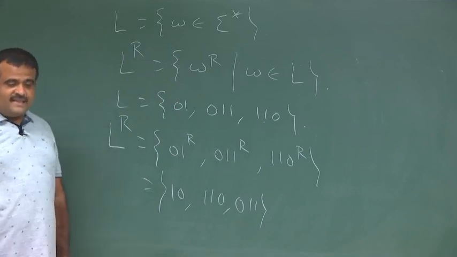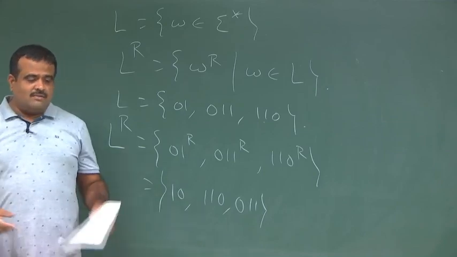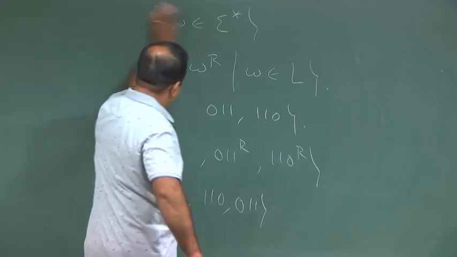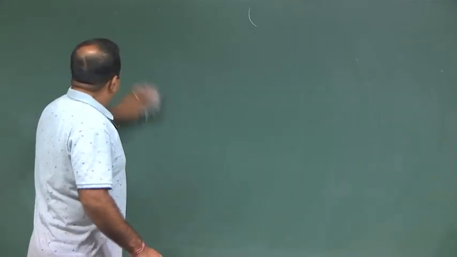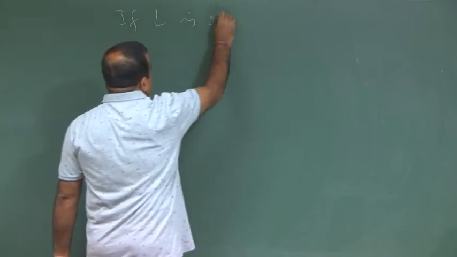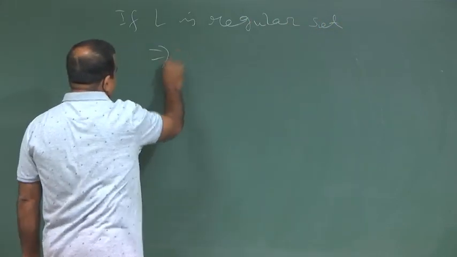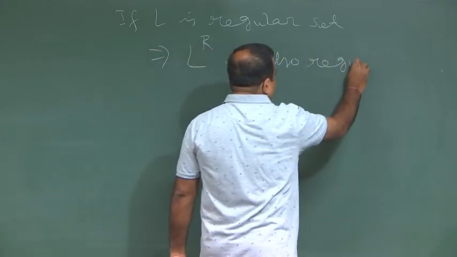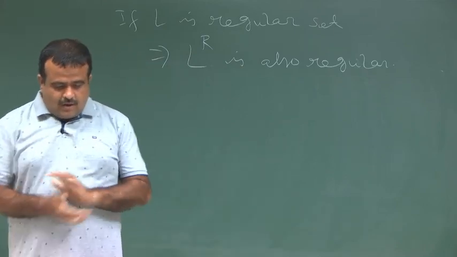Now, the question is, if L is regular, then whether LR is regular or not. That means, whether the regular set is closed under the reversal. The answer is yes. So, we have to prove that. If L is a regular set, this implies LR is also regular. So, how to show this?